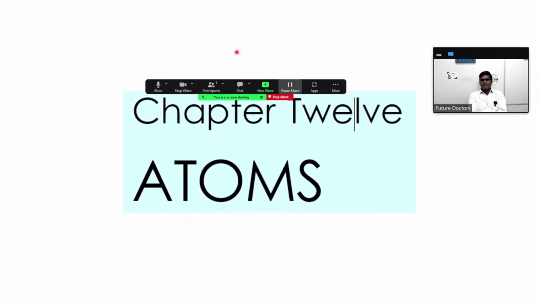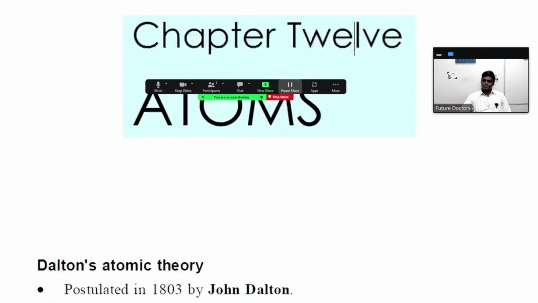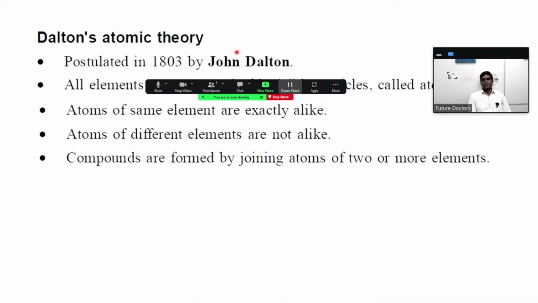Okay. Next chapter, chapter 12, atoms, or atomic physics. Dalton's atomic theory, postulated in 1803 by John Dalton. According to him, all elements are composed of invisible particles called atoms. Atoms of the same element are exactly alike and different elements are not alike. Compounds are formed by joining atoms of two or more elements.